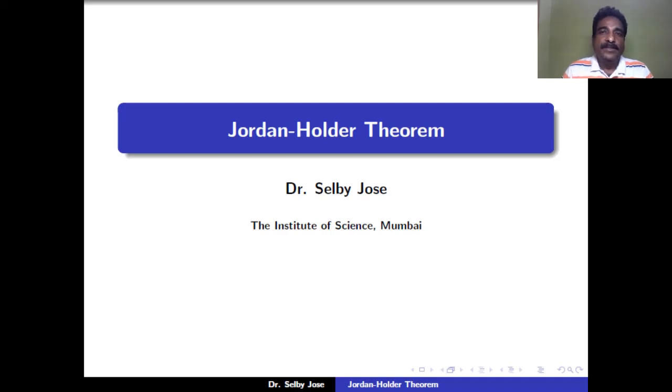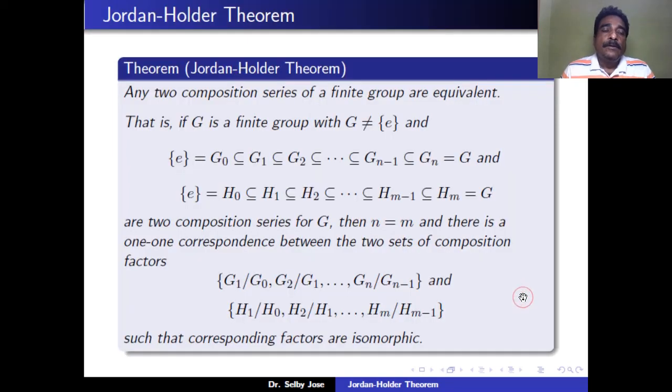Hi, in this session we discuss the Jordan-Holder Theorem. This theorem says that the two composition series of a group are equivalent. Let us see what the statement of the Jordan-Holder Theorem is. It states that any two composition series of a finite group are equivalent. We have already seen the definition of an equivalence of two composition series.